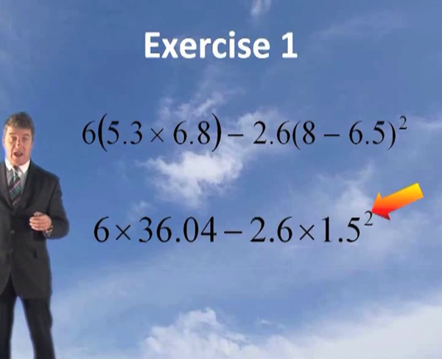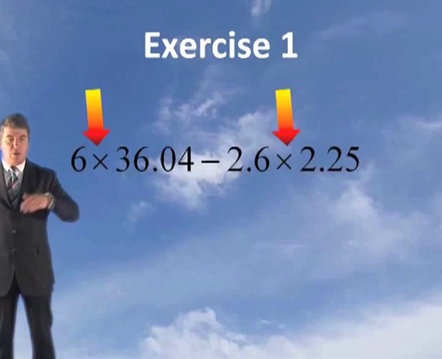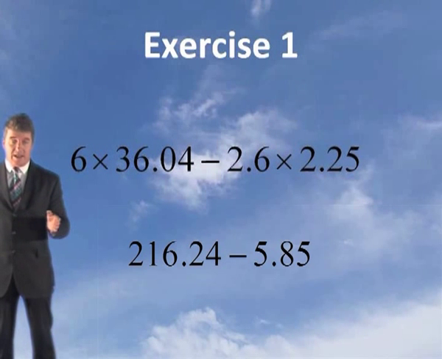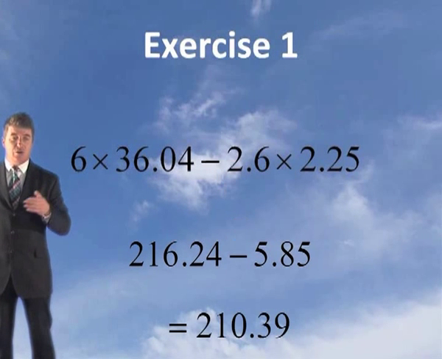Well, 1.5 squared is 2.25. Let's work out that first. Then you carry out your multiplication, which gives you this number here. That's after your multiplication. And finally, you carry out your subtraction. So the full answer is 210.